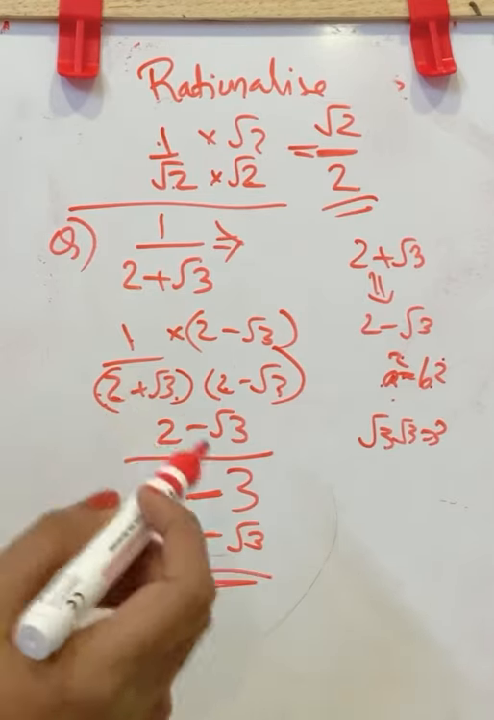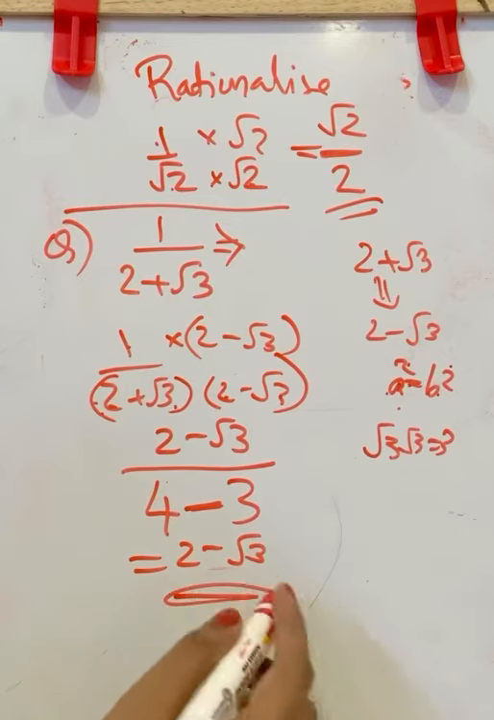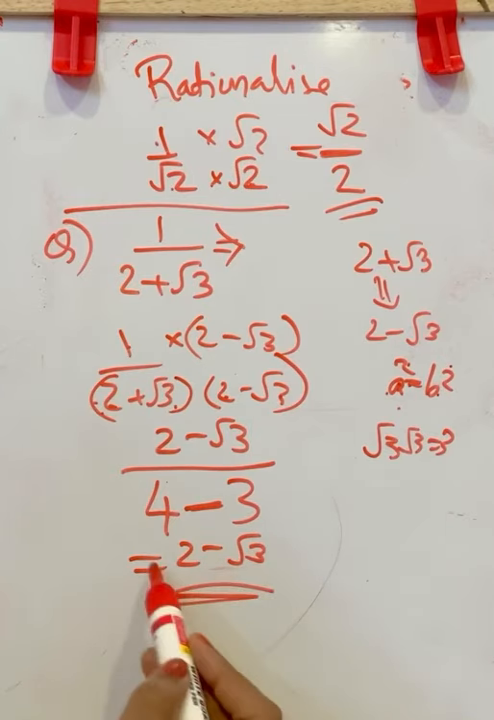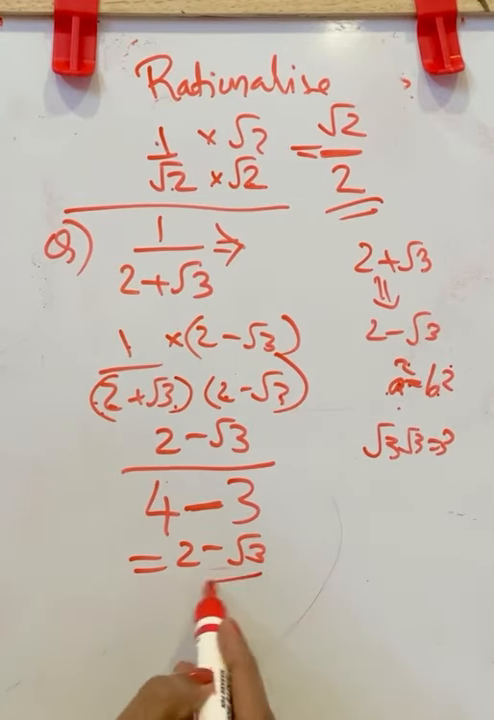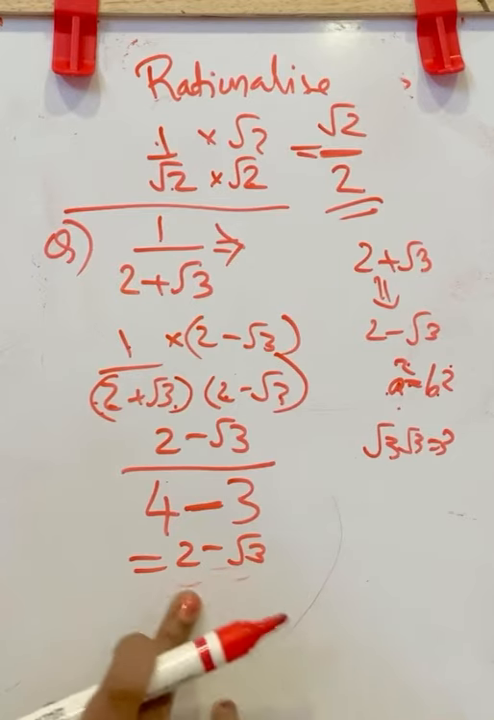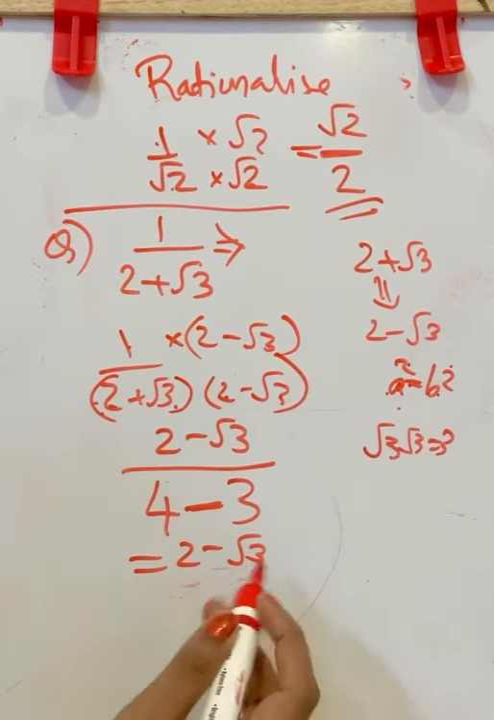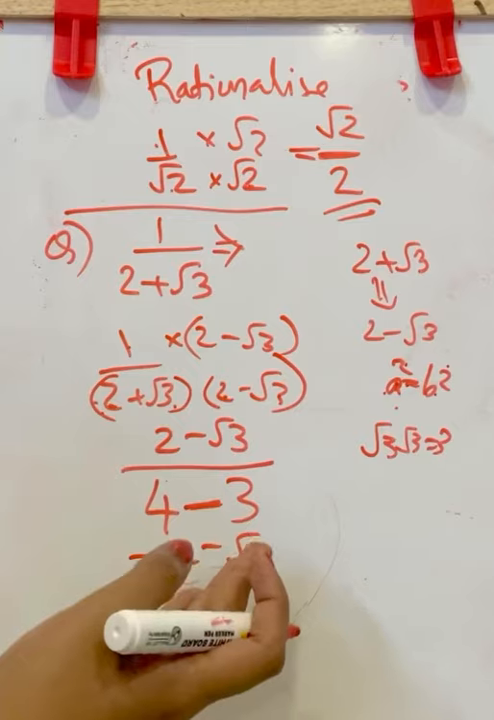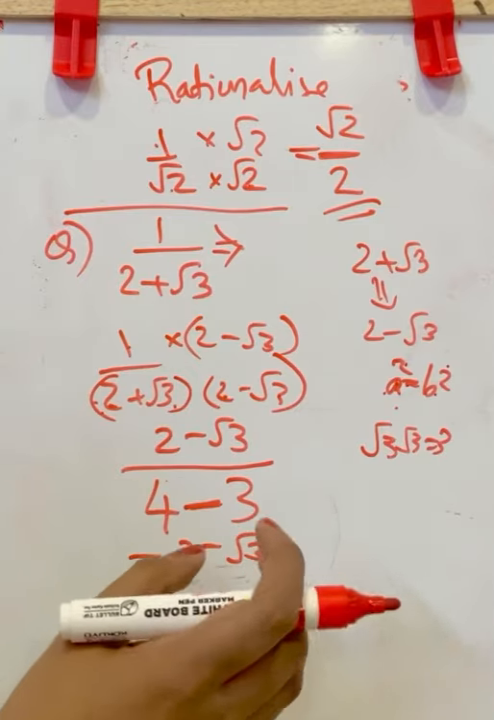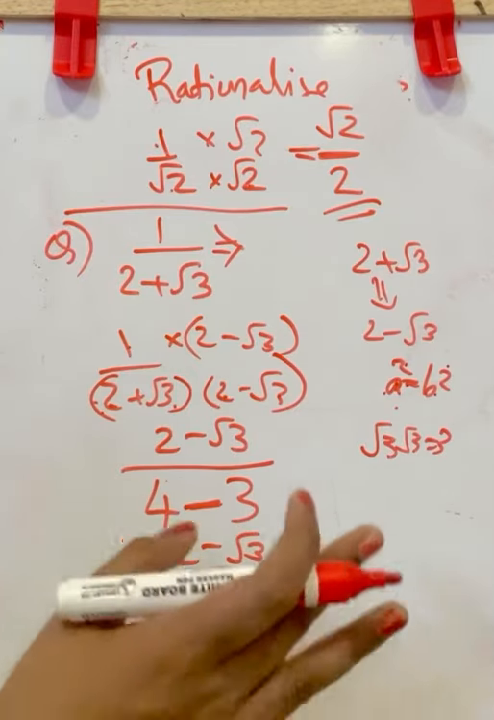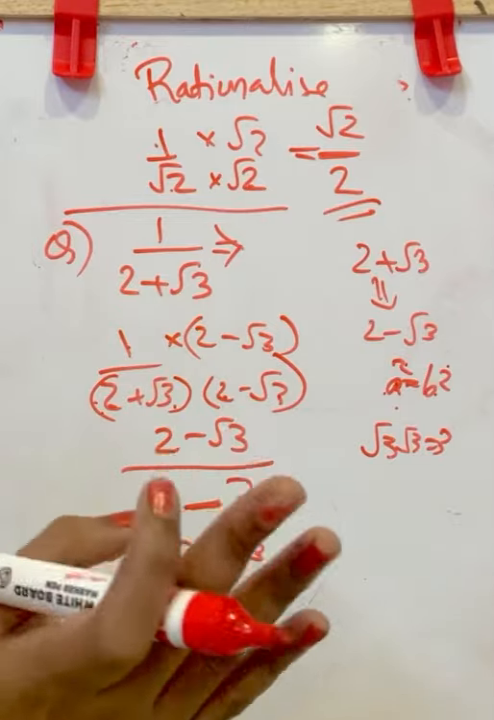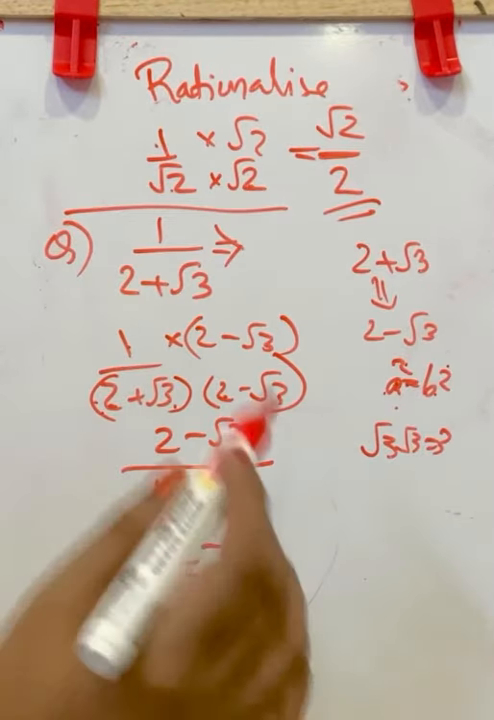This is the answer. Here there is no square root in the denominator. This is in the numerator. Actually here the denominator is 1, so we don't need to write it. If there is a square root in the numerator, it is okay. But we don't want roots in the denominator, so we have to rationalize it. This is the simplified form.